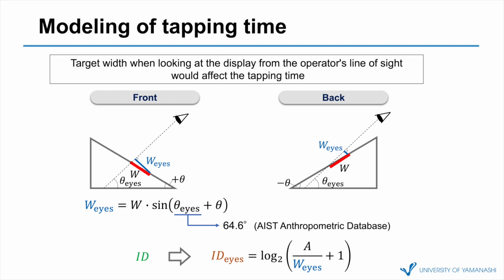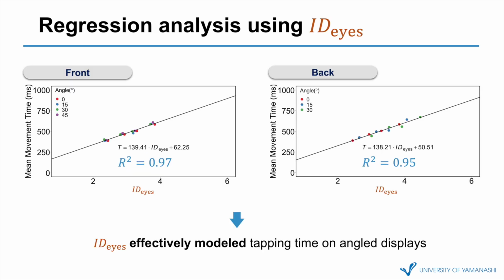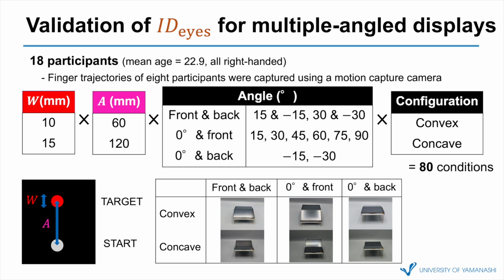By replacing W in Fitts law with WIs, IDIs were defined. The results of the regression analysis indicated that IDIs achieved an improved prediction accuracy compared with ID. An additional experiment was conducted to confirm whether IDIs applies to various multiple-angled displays.